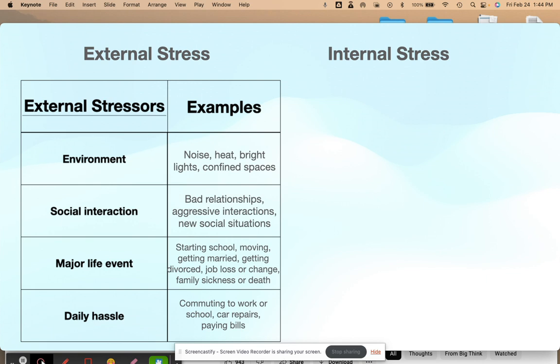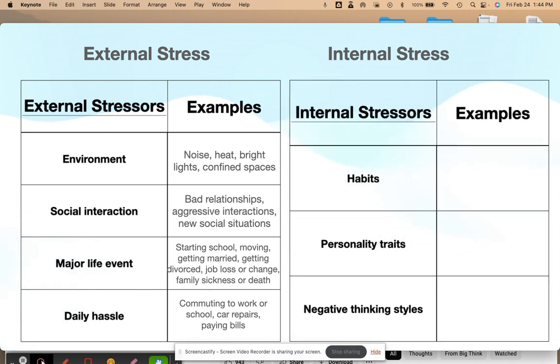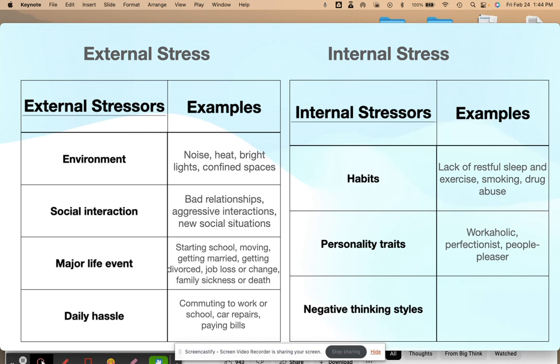Now, clearly, internal stressors are things that are inside of you, including habits, personality traits, negative thinking styles. Here are the examples of internal stressors seen in your textbook. From habits, we have lack of restful sleep and exercise, smoking, drug abuse. From personality traits, workaholic, perfectionist, people pleaser. And from negative thinking styles, pessimistic, self critical, rigid thinking, and racing mind.